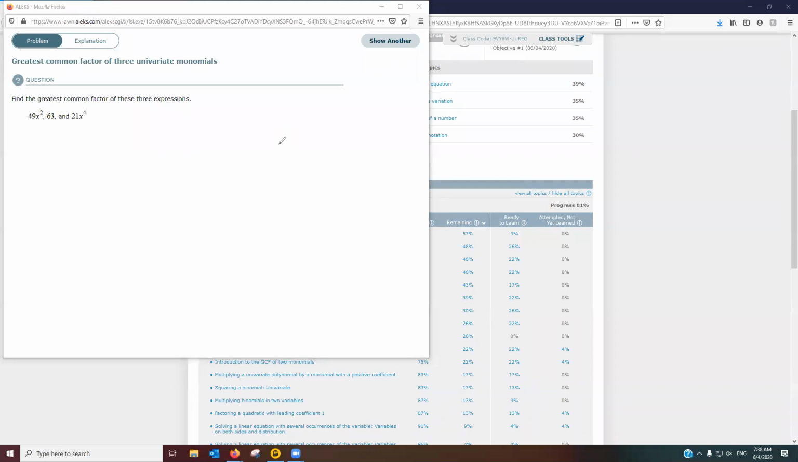All right, let me do it. How about 4x to the 5, 16x to the 9, and 20x to the 3. All right, and the question here is find the greatest common factor. I'm going to break this up into two parts. The first part is look at the numbers only to begin with. All right, well, the numbers are 4, 16, and 20.